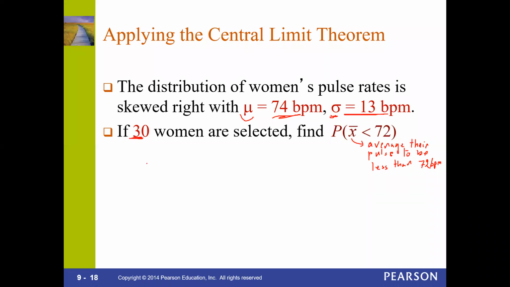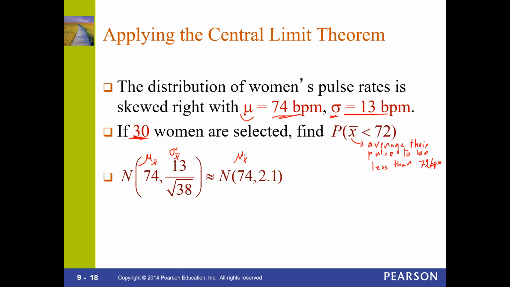Okay, first of all, let's understand what we have. Here, this is the mean mu. I'm going to call this one mu x bar right now. And then this is sigma x bar. As you can see, in general, the standard deviation is 13 beats per minute. But for our group of people, which is 30 women, we have that.